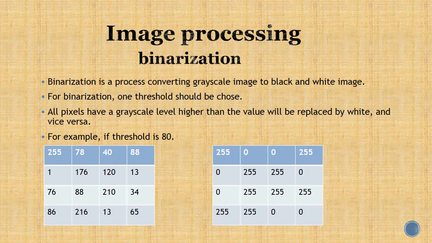And then we need to do binarization on the grayscale image. Binarization is a process converting a grayscale image to a black and white image. For binarization, one threshold should be chosen. For example, if the threshold is 80, all pixels with a grayscale level higher than this value are replaced by white. In this table, all values higher than 80 are replaced by 255, and all values less than 80 are replaced by 0.